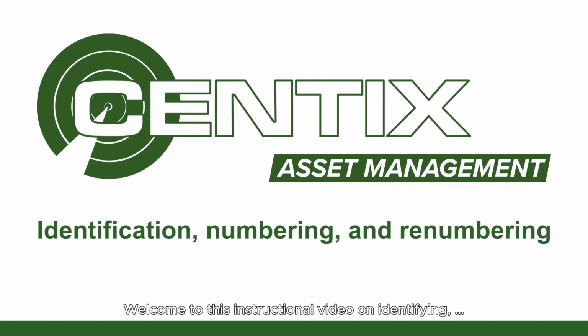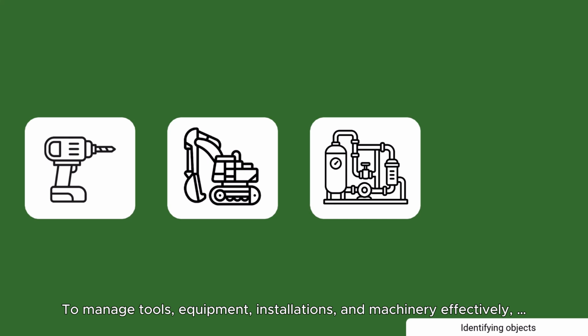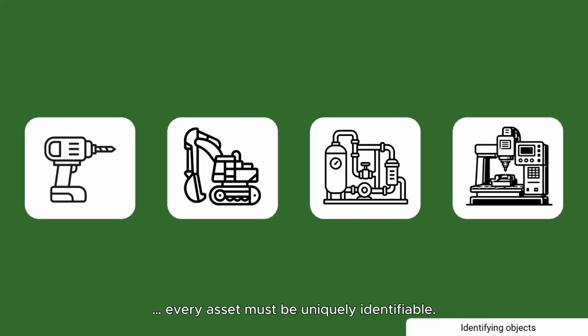Welcome to this instructional video on identifying, numbering, and renumbering objects in Centix. To manage tools, equipment, installations, and machinery effectively, every asset must be uniquely identifiable. This ensures you always know which asset has been inspected, where it is located, and which maintenance and inspection history belongs to it.